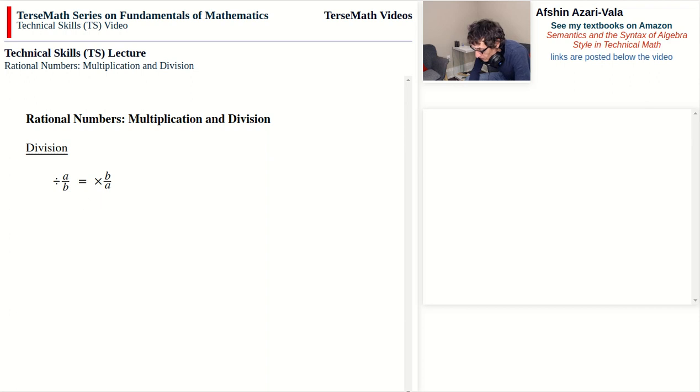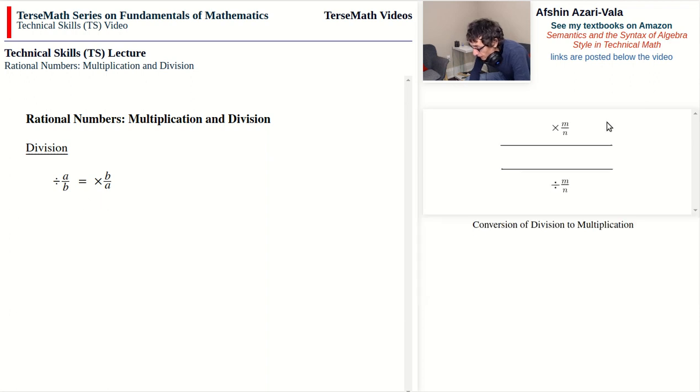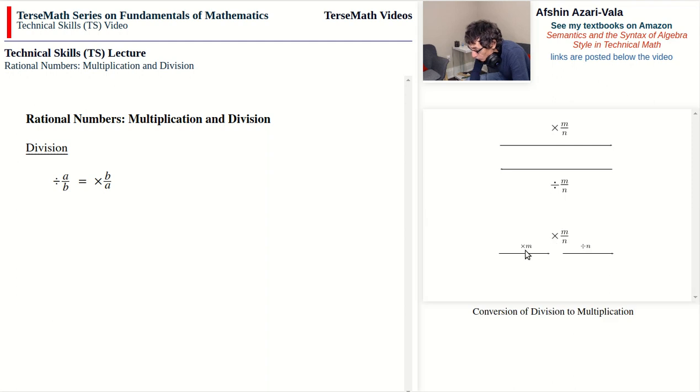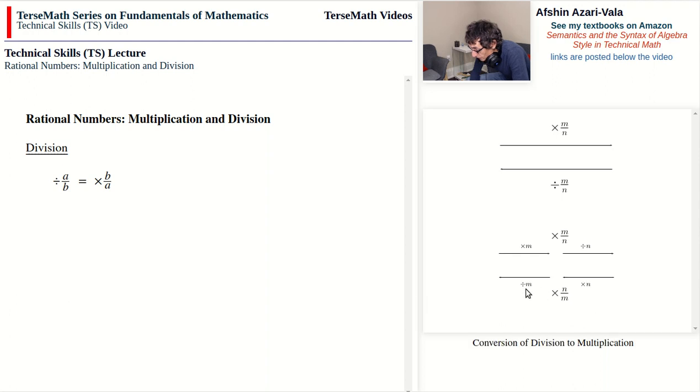Now to explain how it is that this is true, take a look at the diagram on the right side. On the top, with the arrow pointing to the right, we are multiplying by m over n. And of course, division by m over n should do the opposite of multiplication by m over n. Now, we can view multiplication by m over n as multiplication by the top and division by the bottom, times the top and divide by the bottom. And if I want to go back, then I have to multiply by n and divide by m. And so the sequence becomes multiply by n and divide by m.